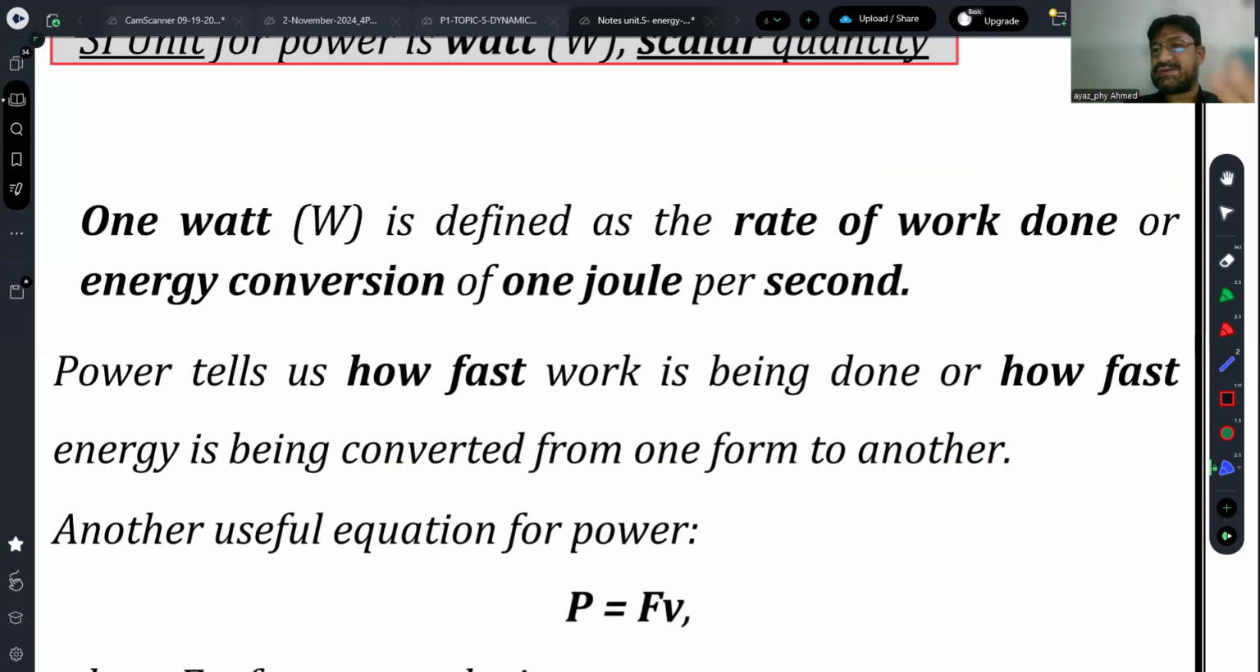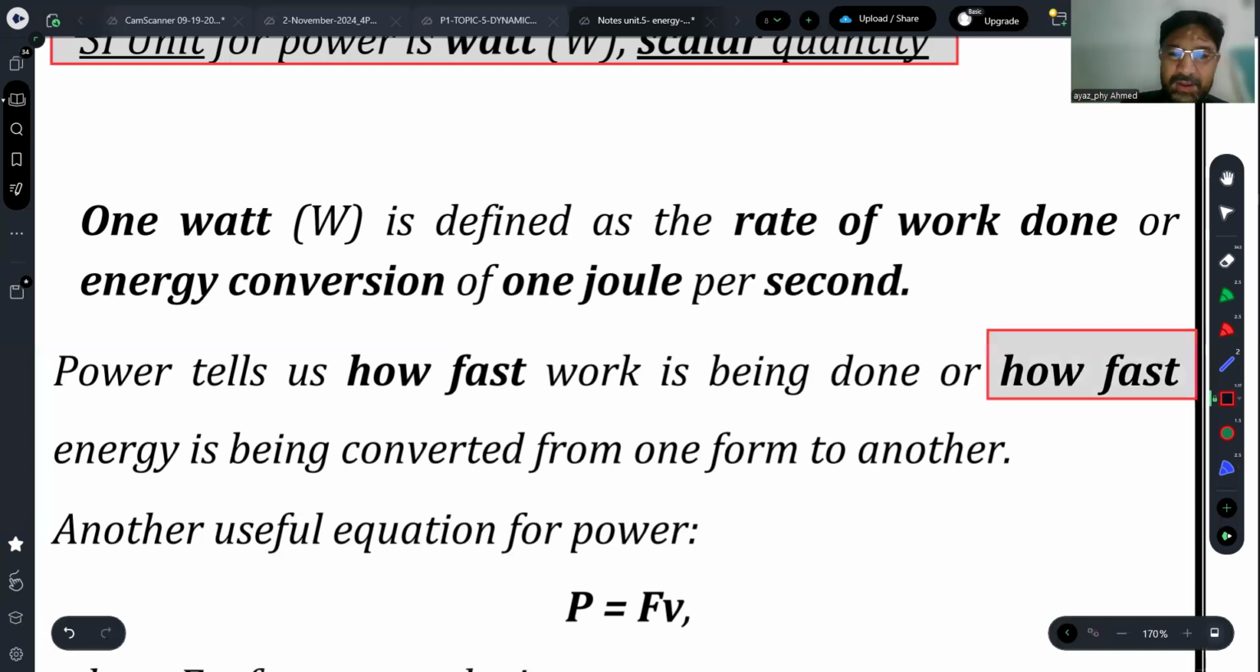So power tells us how fast you are doing something. Generally, we do some work and we calculate the work, but how fast the work is being done is basically represented by power. There is another formula for power, which involves the speed, or you can say the extent of moving body. That is, power is equal to force times velocity. That is force into velocity.